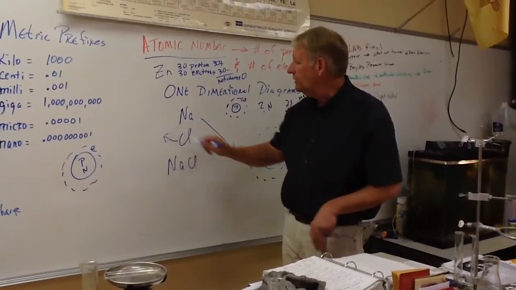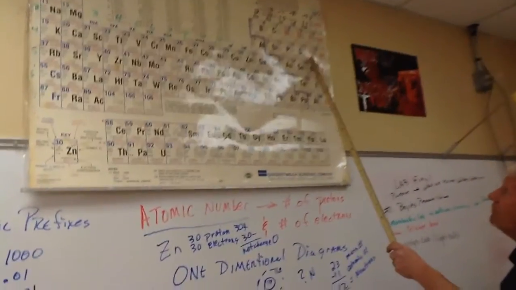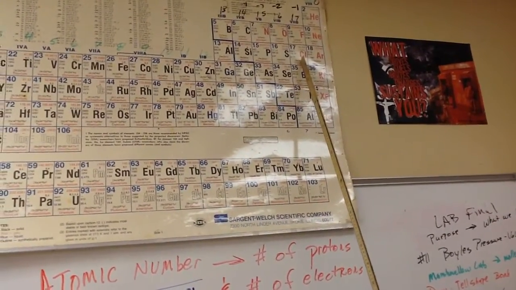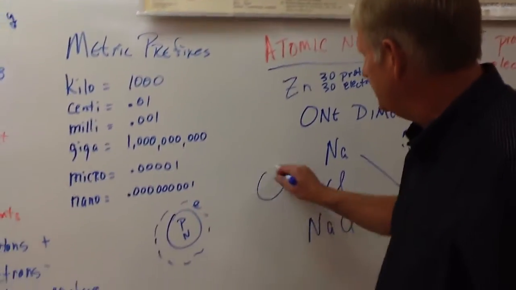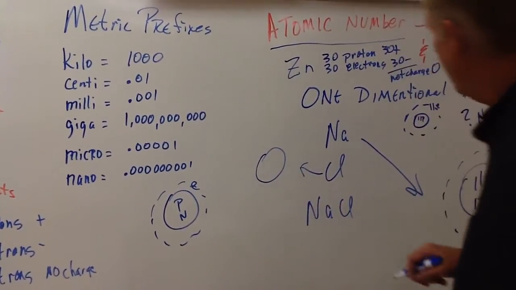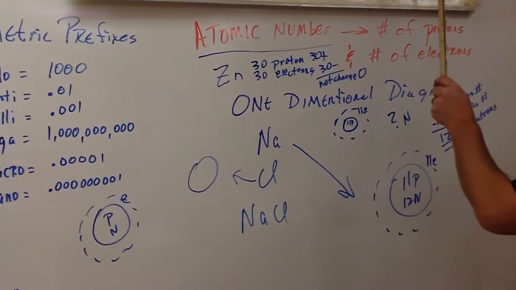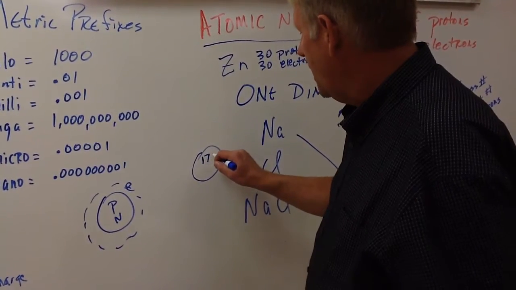Let's look at chlorine. So we find Cl, we find chlorine over here, and its atomic number is 17. So I want to draw a one-dimensional diagram of chlorine. The first thing I'm going to do is draw the nucleus here. I'm going to say to myself, how many protons? The protons are positive charge, and I look at chlorine, and the atomic number is 17. So I know that I have 17 protons.